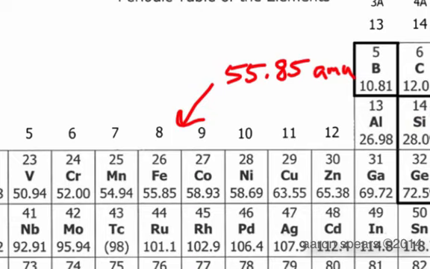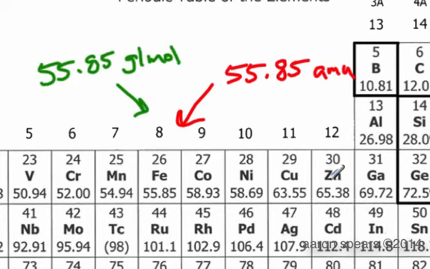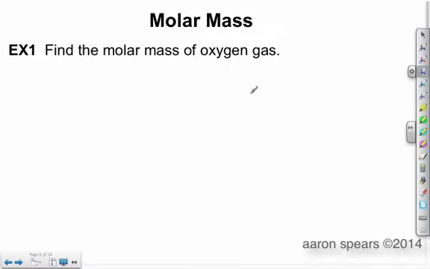Well, now we see that this same 55.85 tells us something else about iron. It also gives us iron's molar mass. So for every element on the periodic table, its average atomic mass is also its molar mass in grams per mole. So now that we know what molar mass is, let's work through some examples of how to calculate it.